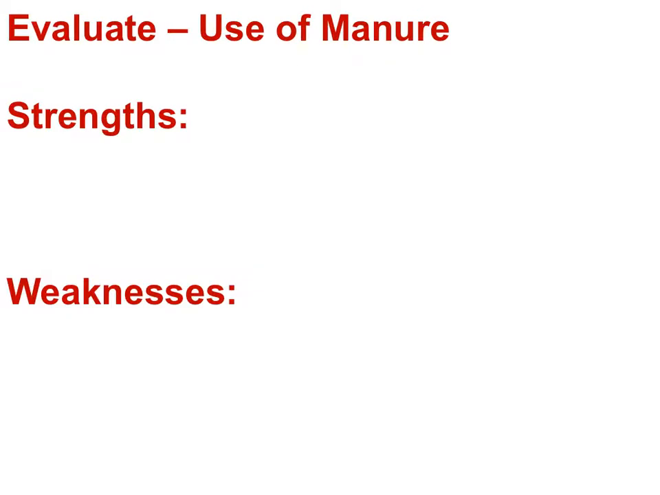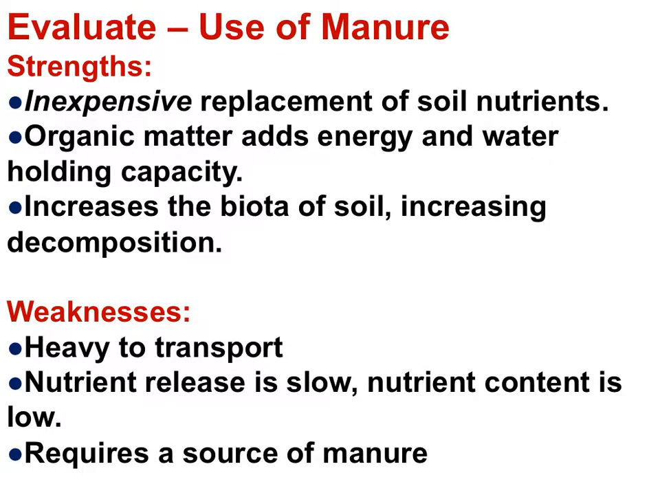Can you evaluate the use of manure as a soil conditioner? Here are the strengths and weaknesses of manure as a soil conditioner. It's inexpensive. The organic matter adds energy and water holding capacity to the soil, and it increases the biota of soil, which increases decomposition. Weaknesses: it's heavy to transport. The nutrient release is slow. It takes time for the decomposition to happen, and it requires a source of manure. You do have to have manure locally in order to use it.